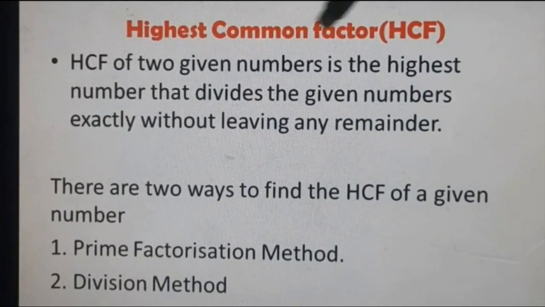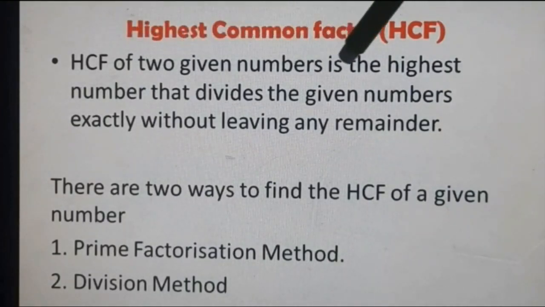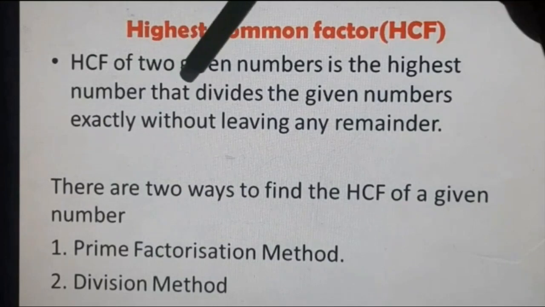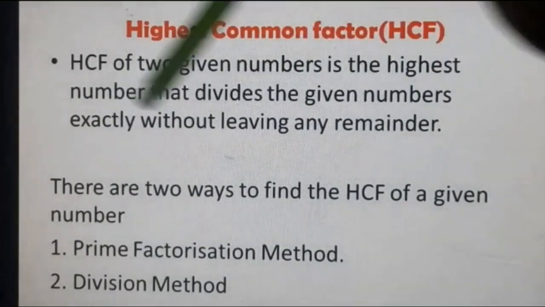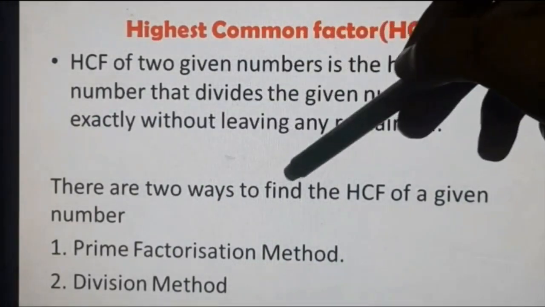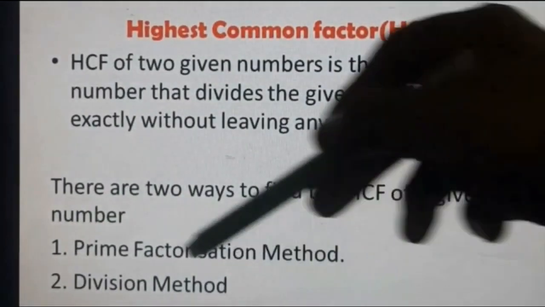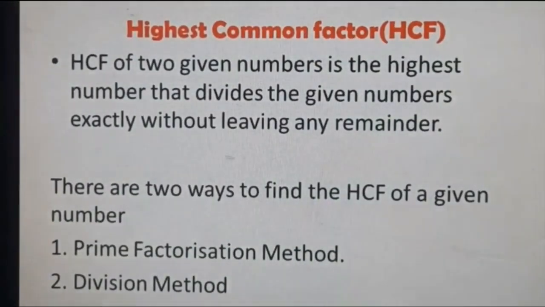We speak it as HCF also. HCF of two given numbers is the highest number that divides the given numbers exactly without leaving any remainder. HCF is the highest number which divides the given numbers exactly. No remainder will be left. Right? There are two ways to find the HCF of the given numbers. Number one is the prime factorization method and number two is the division method. We will do practice sums also based on this.